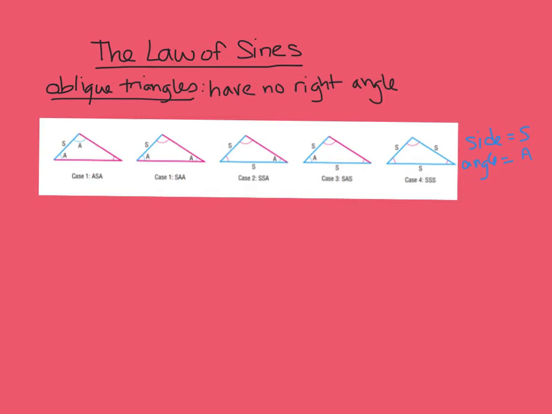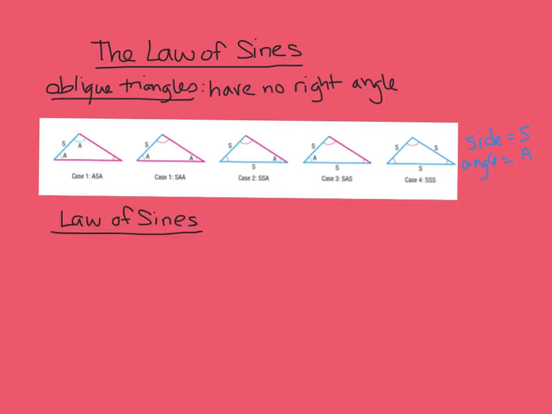So, for example, angle-side-angle, ASA, case 1, means that you have two angles and between them is a side. The second one, SAA, means you have a side and then an angle, another angle. So it kind of goes in order. SSA is different from SAS, which are cases 2 and 3, because with SAS, you have an angle between the two sides, but with SSA, you have an angle that is not between the two sides. Actually, case 2 is our weird case, but we'll talk about that in just a minute.